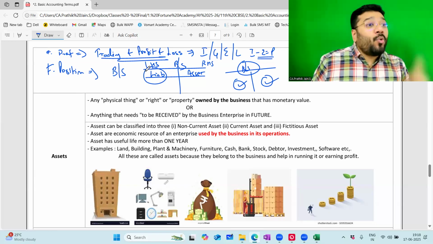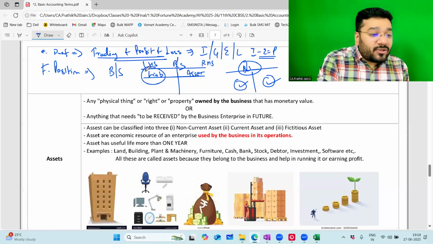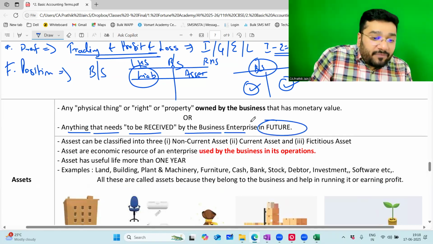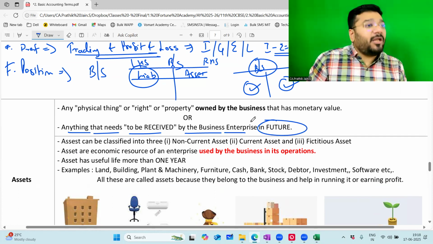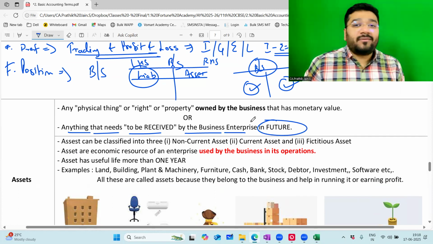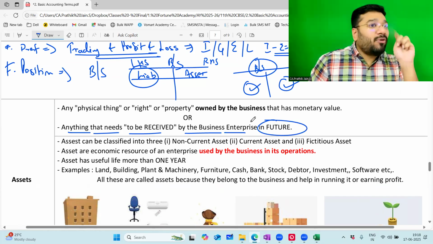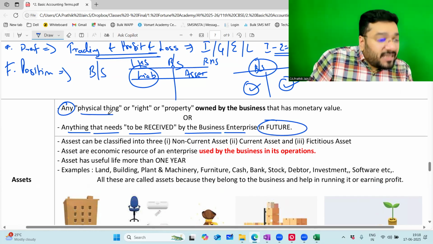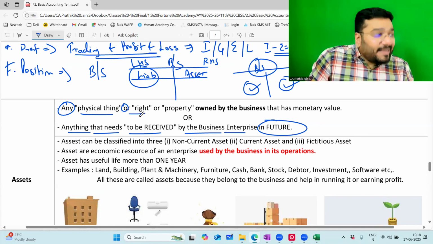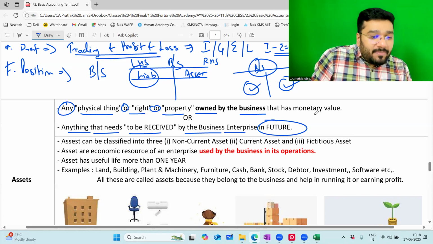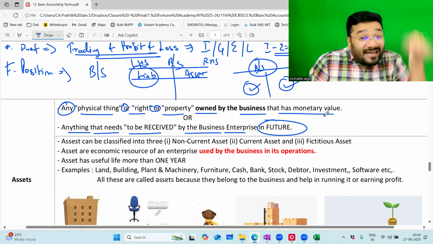That is just one meaning of asset. Asset has got one more meaning to it. Anything that needs to be received by the business enterprise in the future is called asset. This is just one of the meanings of asset. Liability has got one meaning. Asset has got two meanings. What is one more meaning of asset? Any physical thing or right or property owned by the business which has got monetary value, that is also asset.